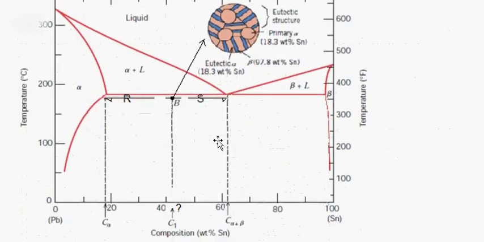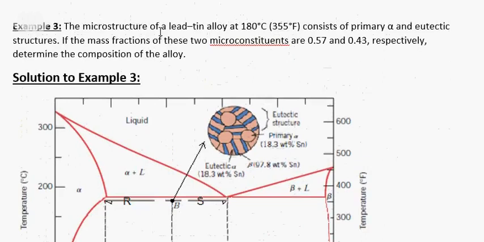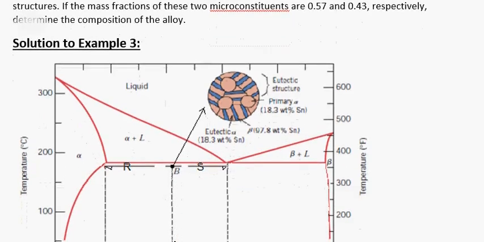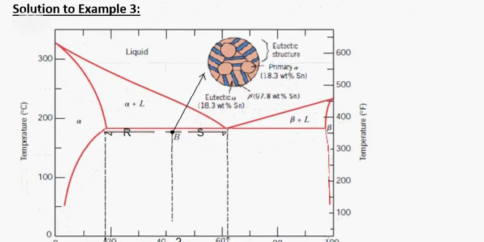The third question here says a mixture of lead-tin alloy at 180 degrees. Though we don't know the composition here, we are told that it consists of primary alpha and eutectic structure. So we know that it's going to be within this region. From here, the eutectic region, and then here, this is where it touches at 180. We don't actually know the composition of the alloy. This is what we are going to find.